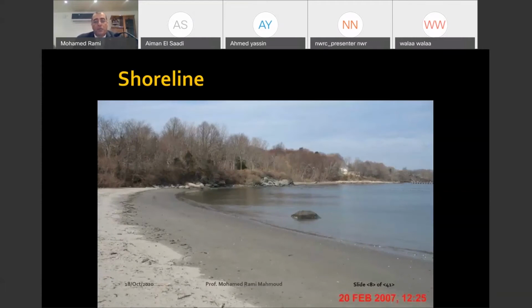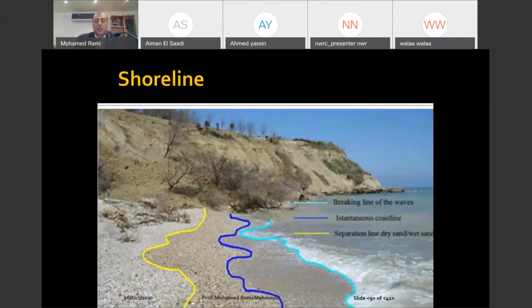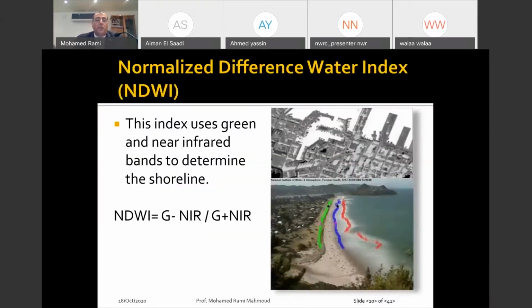Actually, the first problem was how to decide the shoreline. Is it the wave breaking line or the wet line? As you can see in these pictures, there are about three lines there: the breaking line for the waves, the instantaneous coastline, and the line separating dry sand from wet sand. And actually, we applied the Normalized Difference Water Index, NDWI, so we can decide this for the whole five zones.